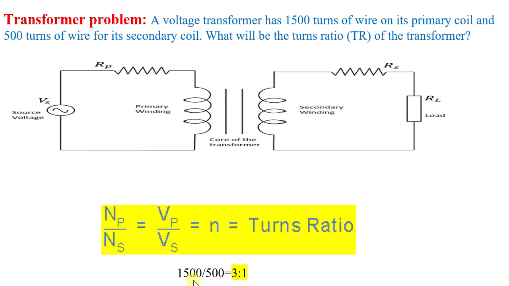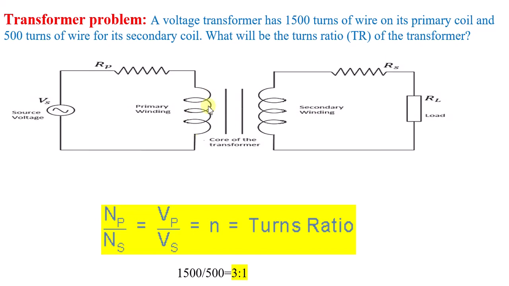The number of turns in primary is 1500, correct? So 1500 is clearly given. So substitute 1500. The number of turns of secondary is also there. It is 500, which is already clearly given. We can substitute here. If you divide this, you will get 3 is to 1 as the ratio.